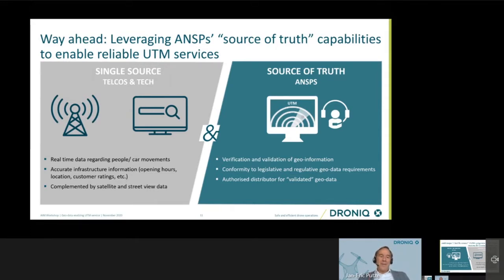Summing up my presentation, I want to tell the ANSPs, and actually to tell you, we need a single source of truth for that data set to ensure air safety also for the drone side. And if you wait and don't act now, someone will come and disrupt that current setup. So I think you, the ANSPs, are the right ones to reach out and say, we are this single source of truth, and we combine the single source from the telcos and others outside with our knowledge and our portfolio, and make that source validated and be the single source of truth for that.